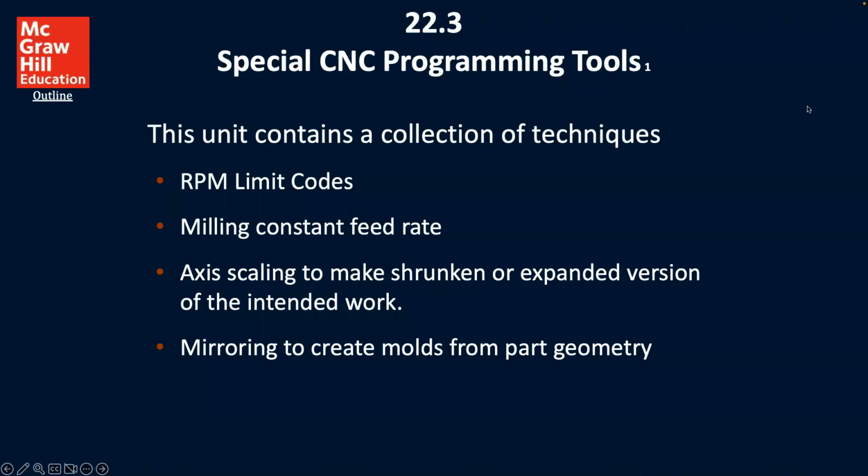Hey, welcome back to this last unit of this module. I'm thinking in terms of special CNC programming tools. This unit contains a collection of techniques: RPM limit codes, milling constant feed rate, axis scaling to make shrunken or expanded versions of the intended work, and mirroring to create molds from part geometry.